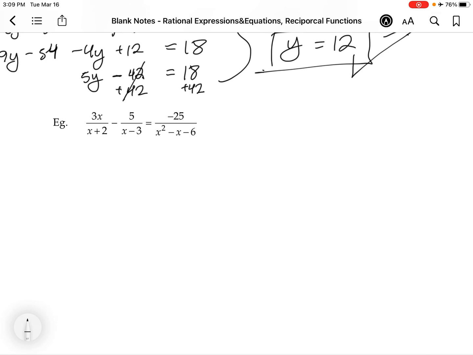Okay, I think we're going to try 2 more. Here's the next one. 3x over x plus 2 minus 5 over x minus 3 equals negative 25 over x squared minus x minus 6. All right, so we have a little bit of factoring to do here. Let's do it. Nothing to factor on the left.